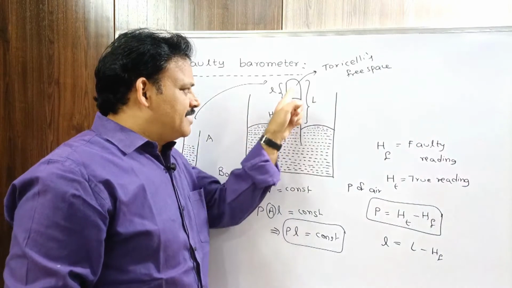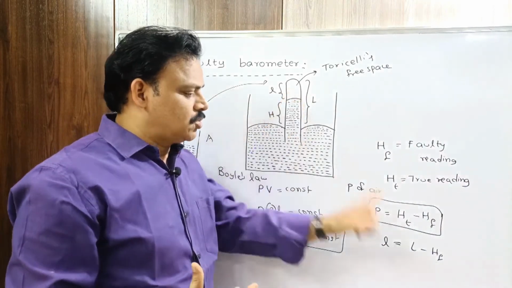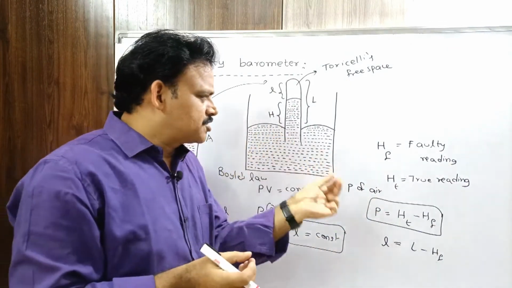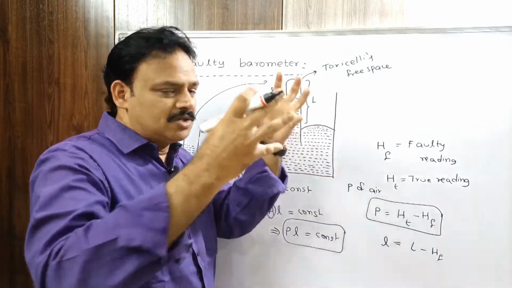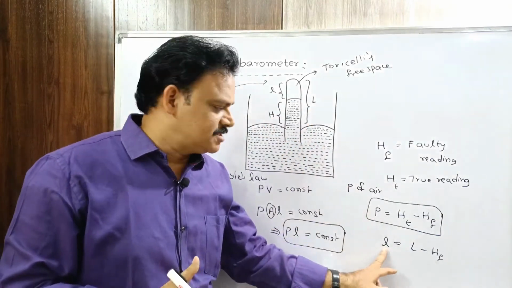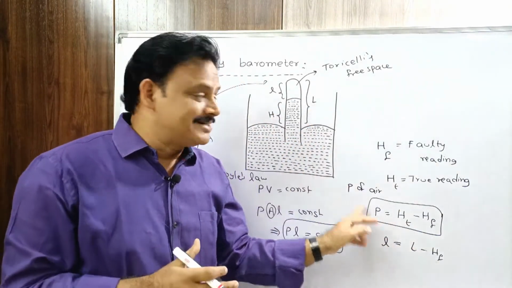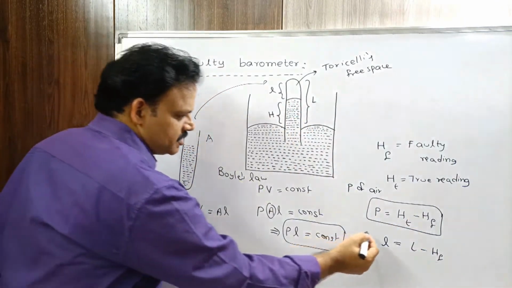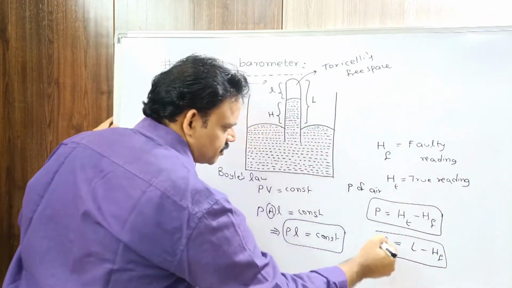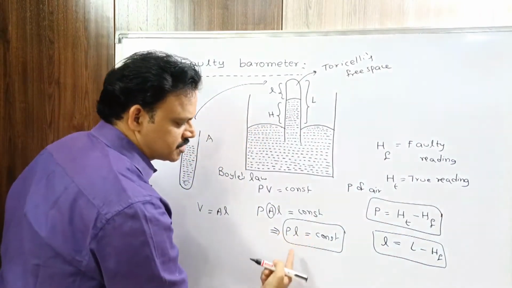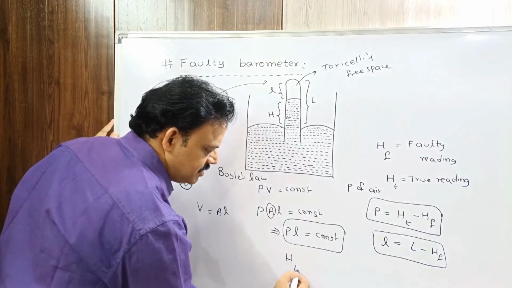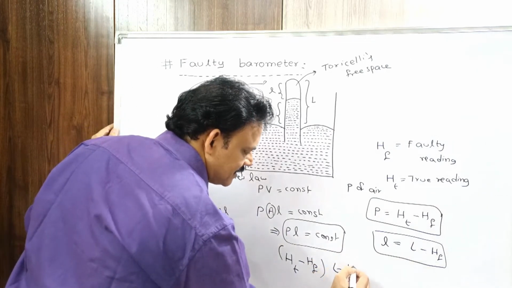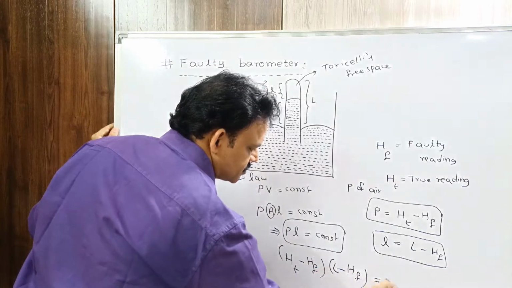L minus HF is nothing but the total space, the length of the air, because if even a small portion of air enters, the air will occupy the total space. So the length of the air column is L minus HF. The pressure of the air trapped inside the glass tube is HT minus HF. So let me substitute these two values. By Boyle's law, P into L is constant. In place of P, HT minus HF, into, in place of L, capital L minus HF, is constant.